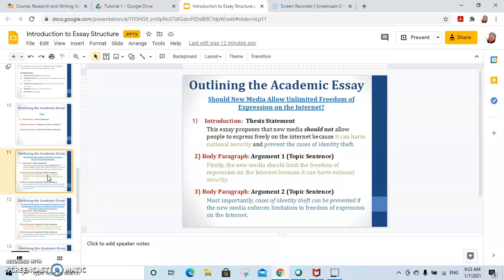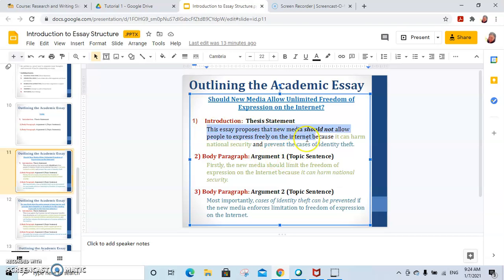And moving on, outlining the academic essay. Here's a sample, for illustration. The topic here is, should new media allow unlimited freedom of expression on the internet? And then take a look at the thesis statement. The thesis statement is usually located as the last sentence in the introduction. Take a look at the thesis statement. This essay proposes that new media should not allow people to express freely on the internet. So this one here is the author's stance.